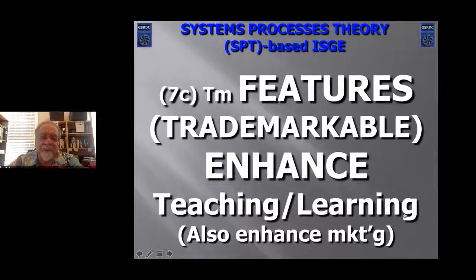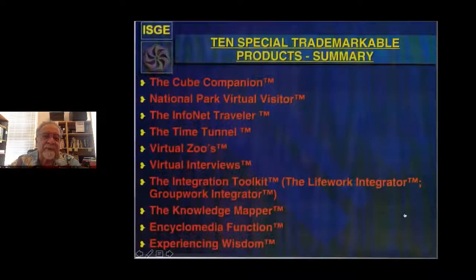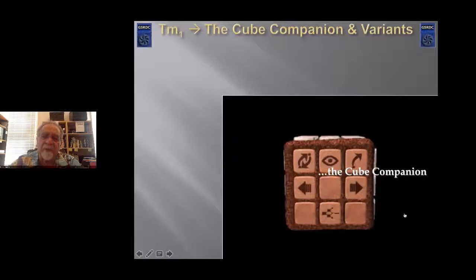But then there were trademarkable features. In addition to the learning aids that were built in and the multimedia features, there were trademarkable ones like the Cube Companion, the InfoNet Traveler, the Time Tunnel I've shown you already, and virtual zools. I'm going to show you virtual interviews. And these other ones are here. There were more than one.